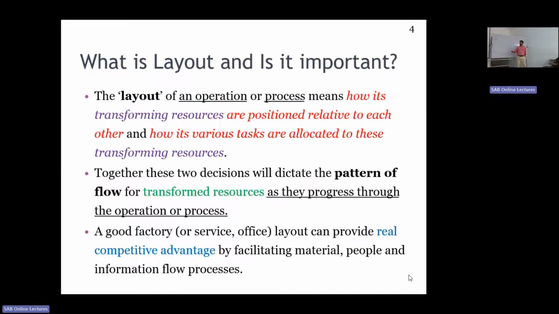I'm going back to the previous slide. Now these two decisions, we have to place them and how tasks are arranged together will dictate how transformed resources go through. In that way, a good layout, an effective layout can provide competitive advantage to any business.